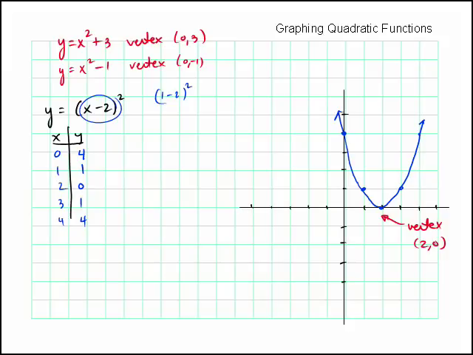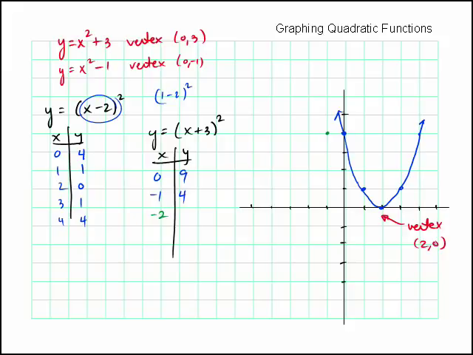Let's try y equals x plus 3 quantity squared and see what that does. If I plug in 0 here, I get 9. Can't really fit that on our graph. If I plug in, let's see, negative 1, I get 4. I can fit that on. Use green here.